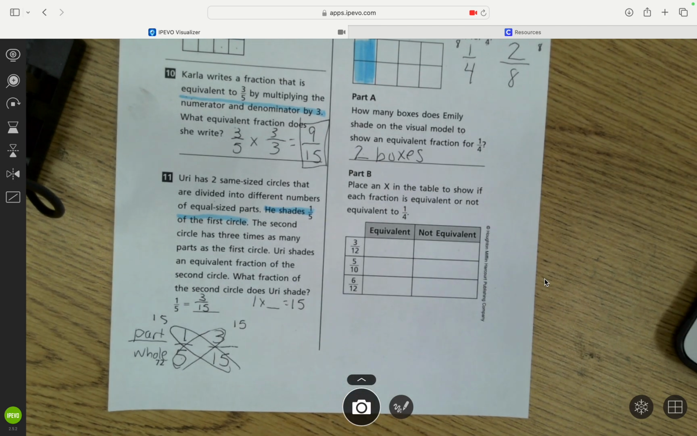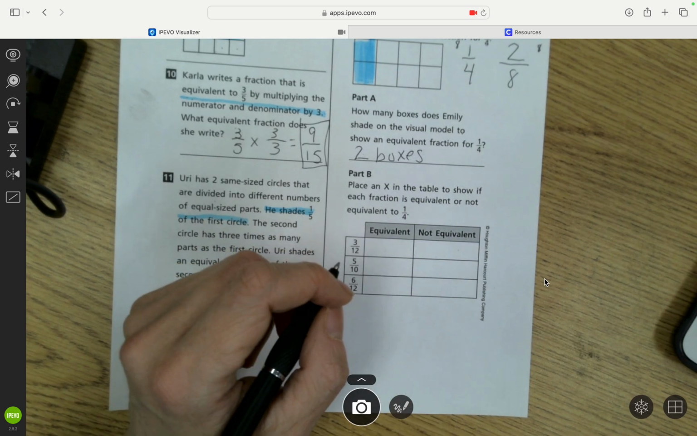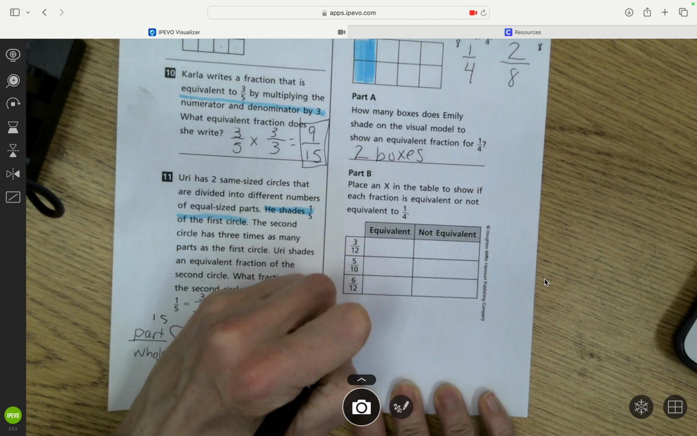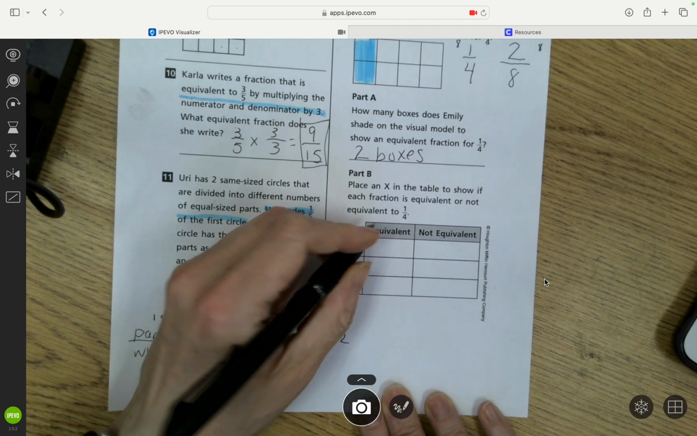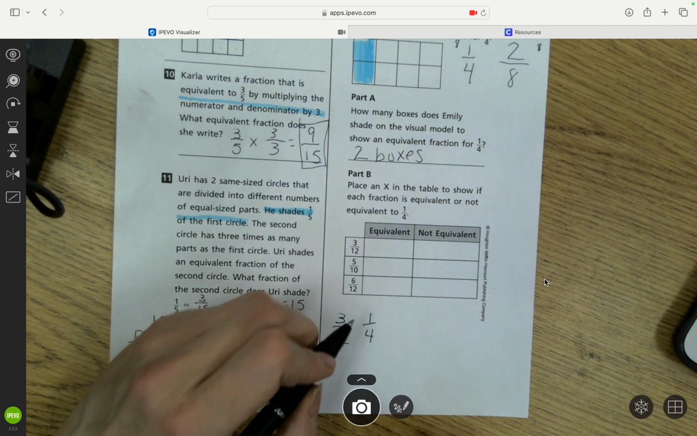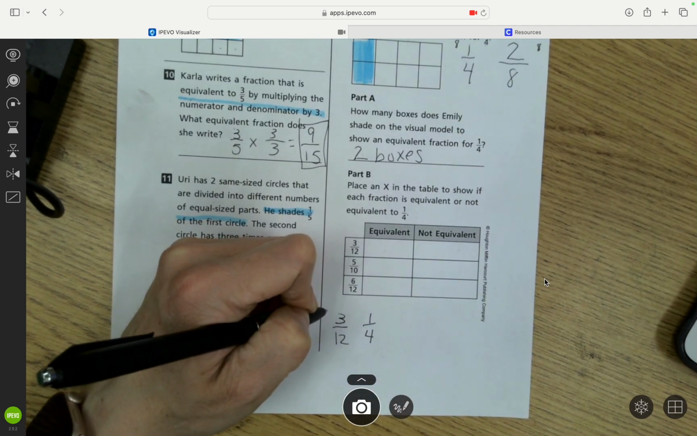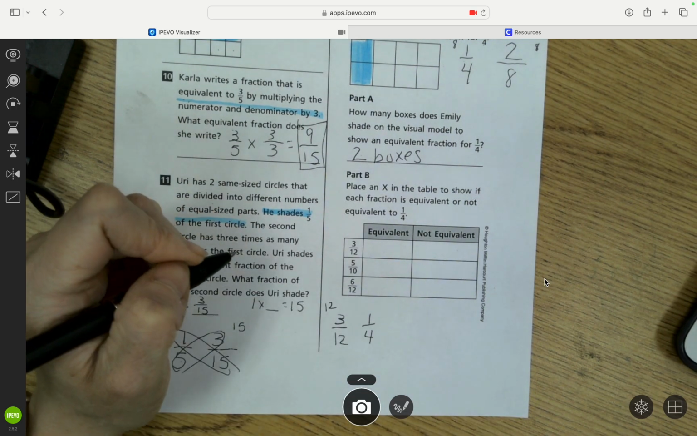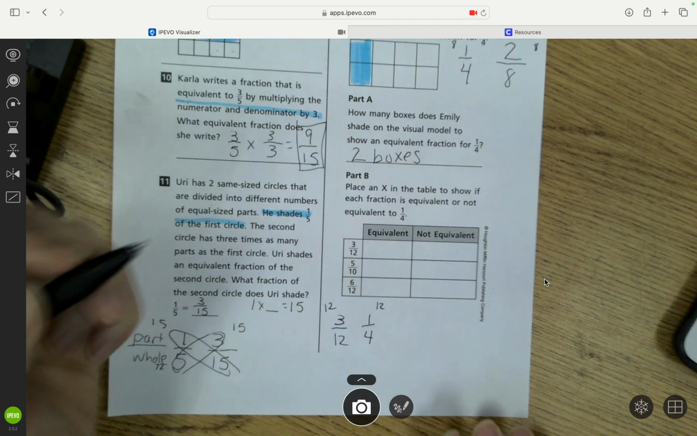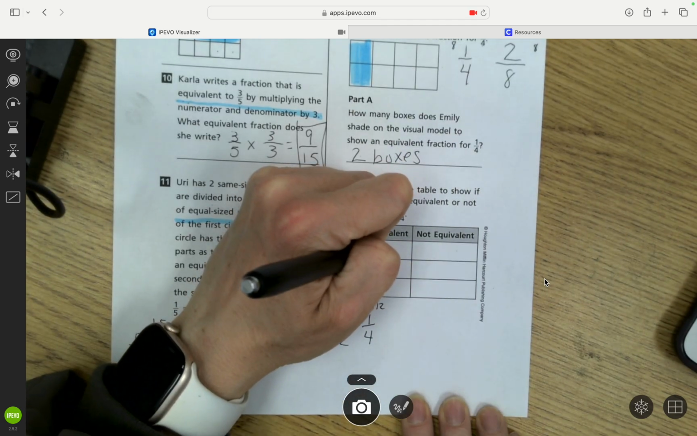All right, let's go to the bottom piece. Place an X in the table if each fraction is equivalent or not equivalent to 1/4. Nice. So what we're going to do, we're going to set up cross multiplication. So 3/12 and 1/4. Let's see if they're equivalent. If they're equivalent, we put an equal sign. What's 4 times 3? 3, 6, 9, 12. Good. 12. What's 12 times 1, Vanessa? 12. Good. So are they equal? Yes.